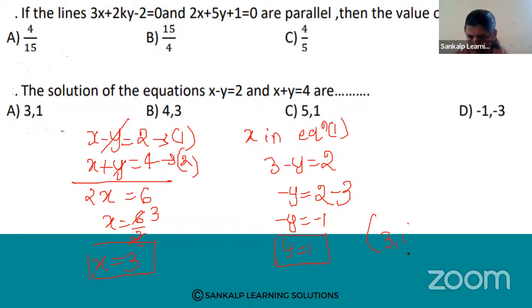Therefore, the solutions are 3 and 1. So where is this? Option A, 3 and 1. So option A is right.